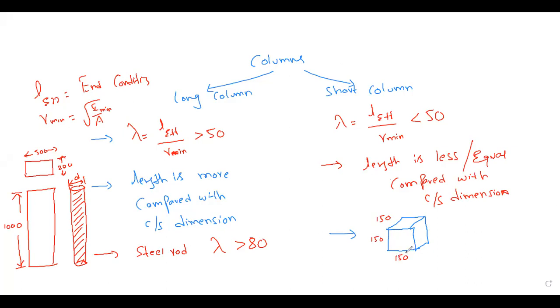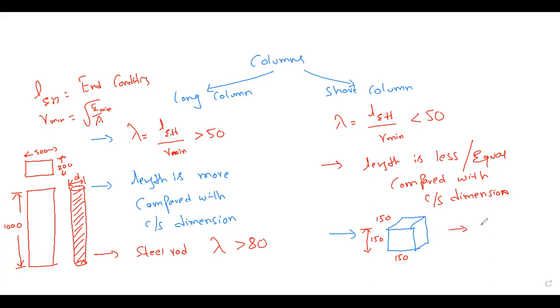Now tell me, this is the height, isn't it? Take height as length. So this is the width and this is the depth. Here, is your length more than the other dimension or equal? Equal, sir. So by that your concrete cube is a short column.